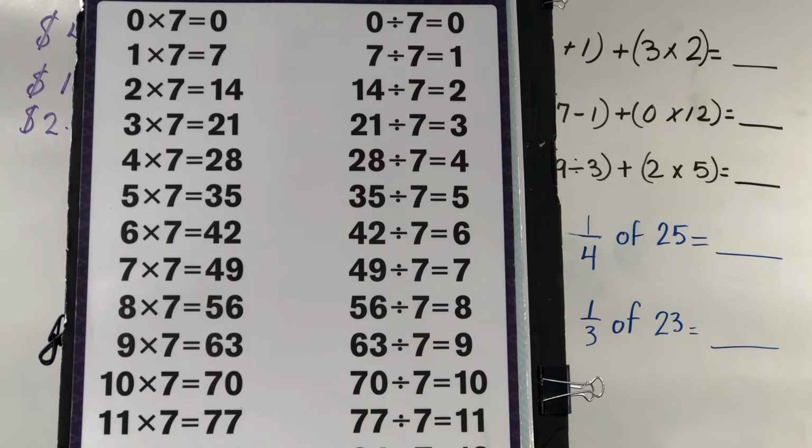42 divided by 7 equals 6. 49 divided by 7 equals 7. 56 divided by 7 equals 8. 63 divided by 7 equals 9. 70 divided by 7 equals 10. 77 divided by 7 equals 11. 84 divided by 7 equals 12. Nice job, boys and girls.